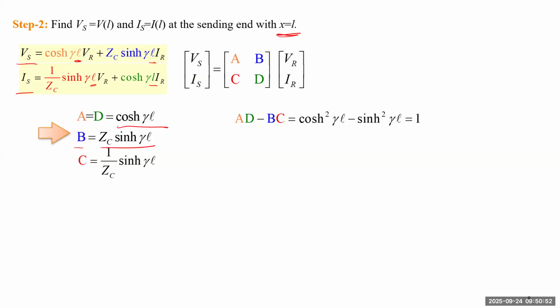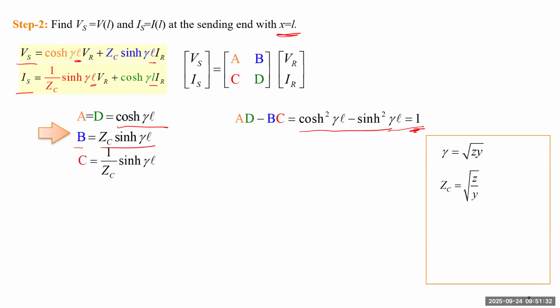If you try calculating the determinant, which is equal to AD minus BC, that will become just cosh squared minus sinh squared. Based on the hyperbolic function identity, you know this one is exactly 1. Which means the line is still passive, even though we consider distributed parameters, because for each small segment we take a pi or gamma model, which guarantees the passivity of the line. So the entire line is still passive. There's no internal source anywhere.